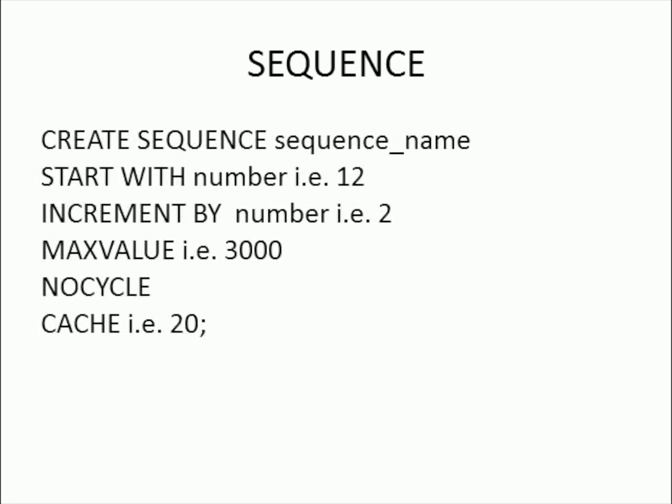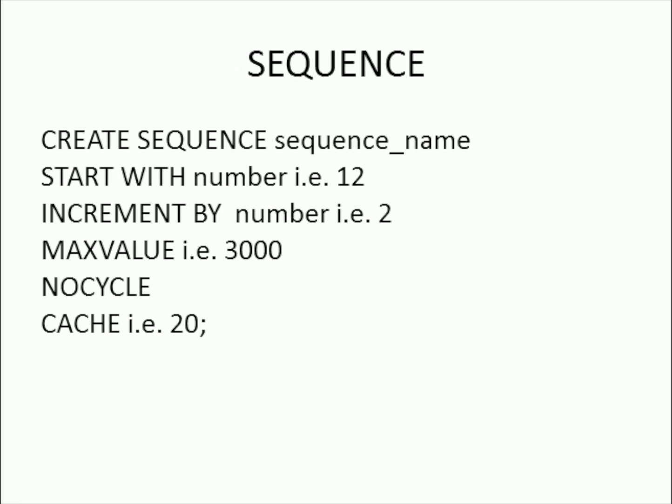Let's take a look at how to create a sequence. First, provide create sequence clause and provide name of the sequence. Start with clause will set a number from where the sequence start. Then increment by clause will set the number to be incremented by. Max value will set a maximum value to be set, but it is optional. No cycle means that the sequence will not cycle when it reaches the maximum value.